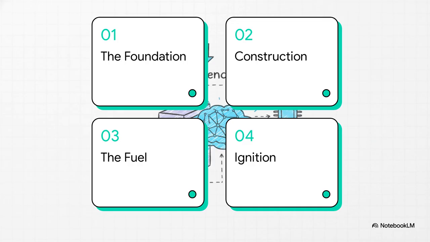To pull this off, we've got an exact 4-step roadmap to take you from a totally empty folder on your computer to a running, intelligent local interface. We'll lay the foundation with our prerequisites, move into construction by cloning and building, pour in the fuel by downloading our model, and finally, ignition, firing the whole thing up. Let's get right into it.